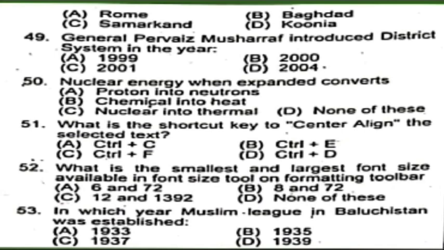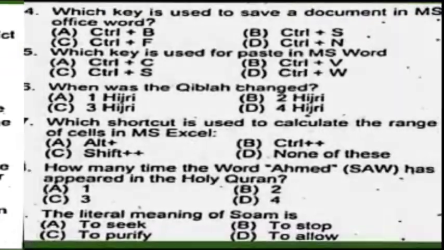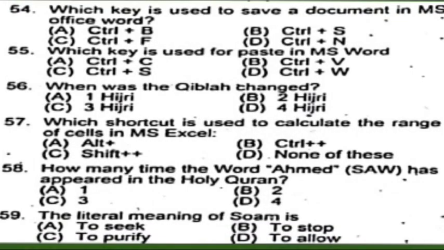In which year Muslim League in Balochistan was established? 1939. Option D. Which key is used to save a document in MS Office Word? Option B. Control S. And which key is used for paste in MS Word? Is Control V. Option B.